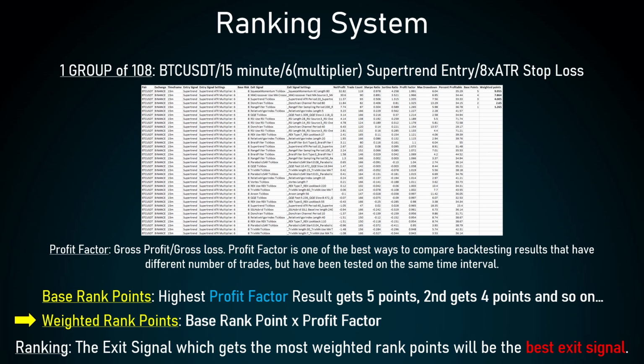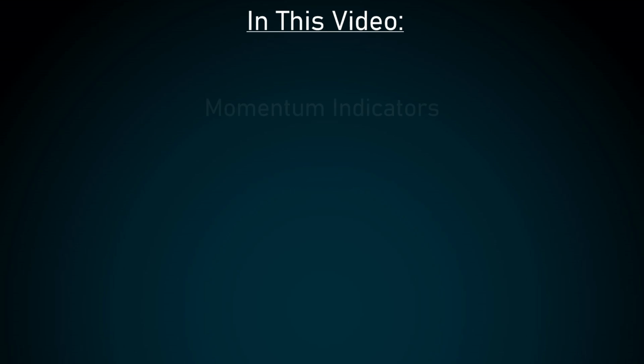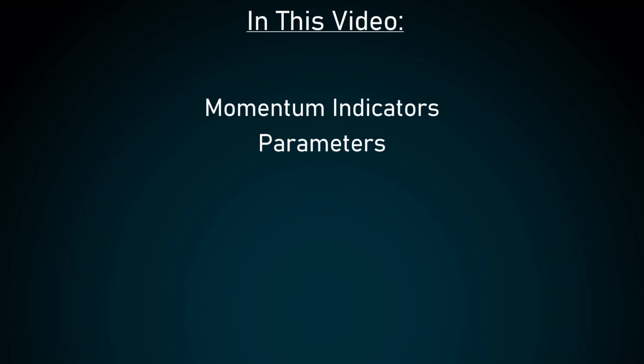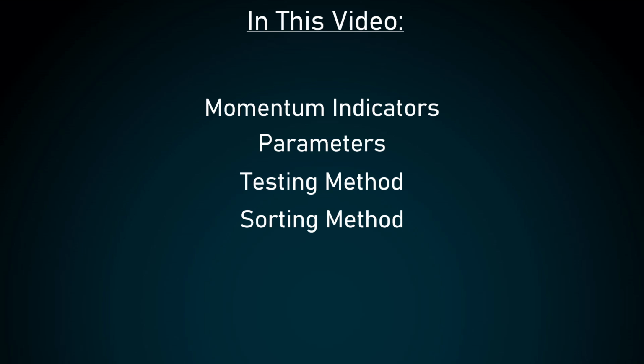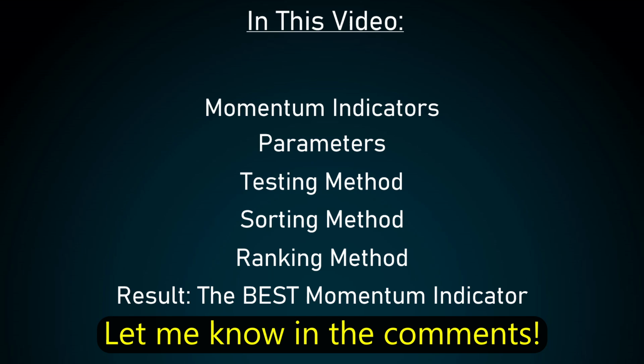So if you are new to this, take your time, because once you learn how to do this on your own, you will be able to find the best, most useful and most accurate indicators out there. So in this video I will show you all the indicators, the parameters I will test, explain the testing, sorting and ranking method, and finally show you the results, revealing which is the best momentum indicator. If you know of other momentum indicators that you want to see tested in a potential part 2 of this video, let me know in the comments.